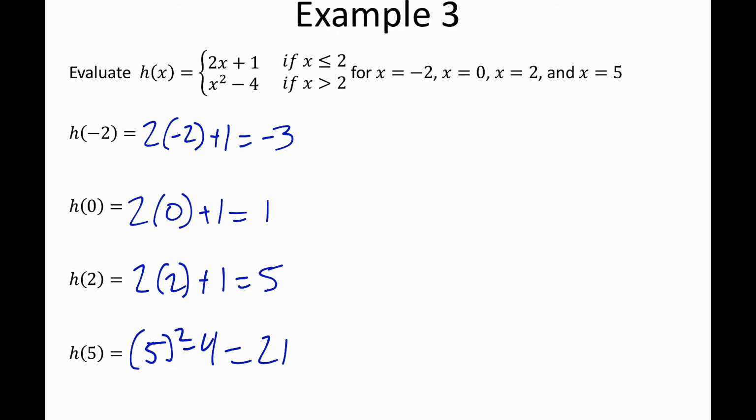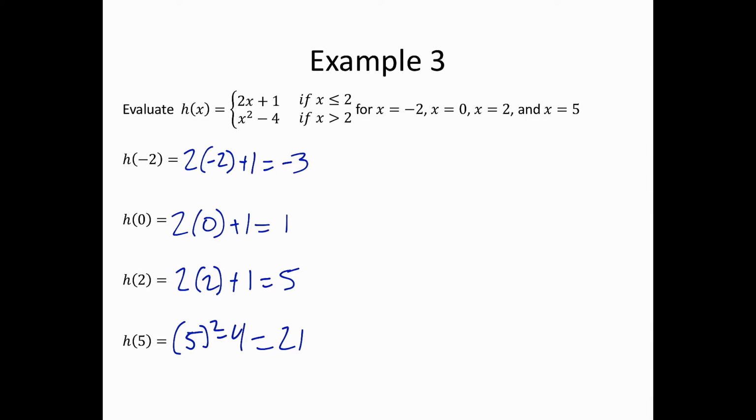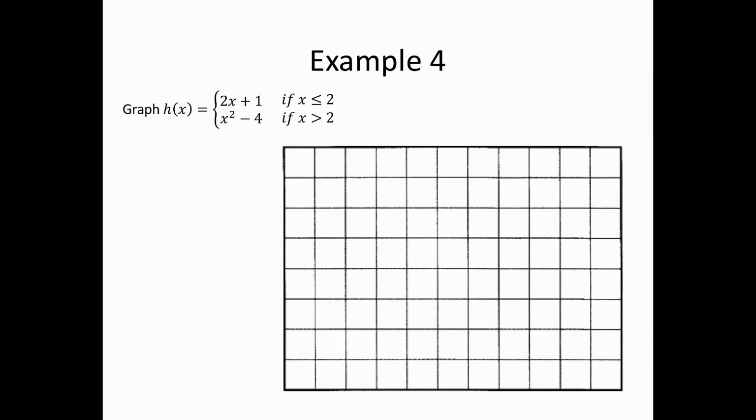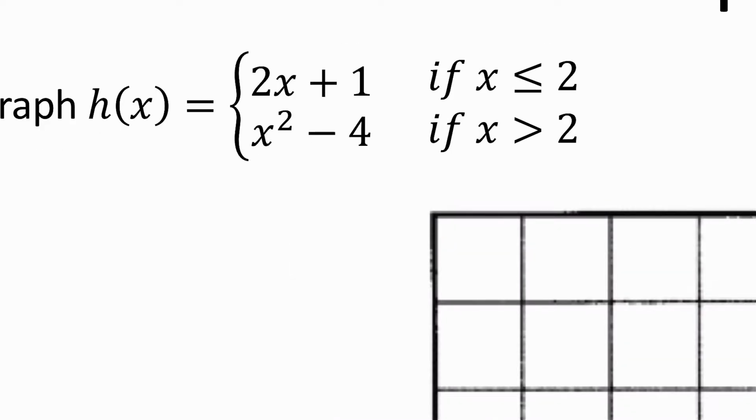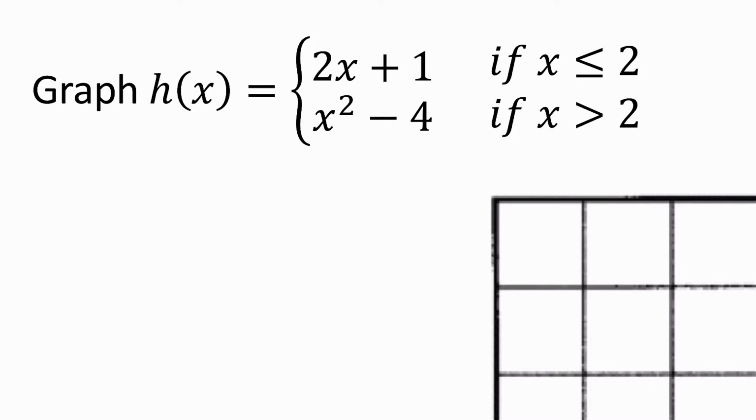So for problems like this, make sure you're just plugging it into the correct equation. Now we're going to take this type of information and graph it. So here's the same function. Now we're asked to graph it. So again, h of x equals 2x plus 1 if x is less than or equal to 2, and x squared minus 4 if x is greater than 2.